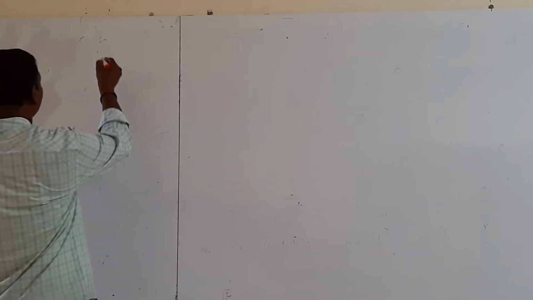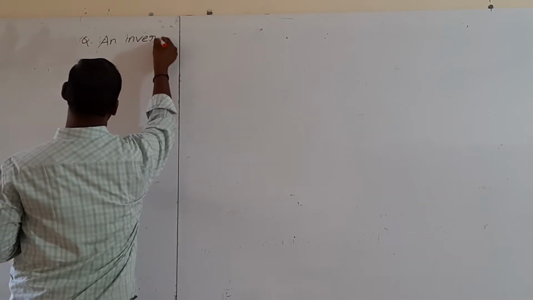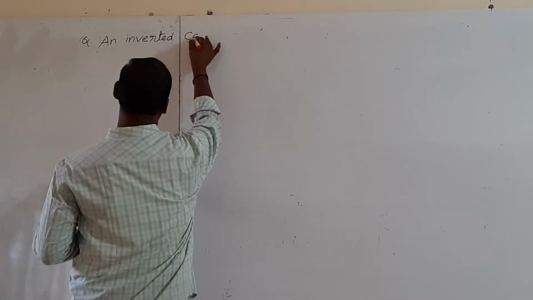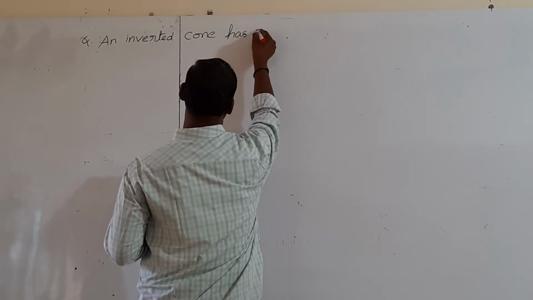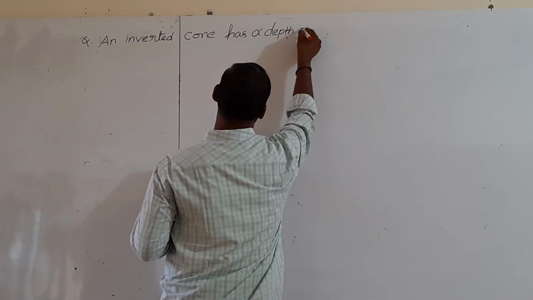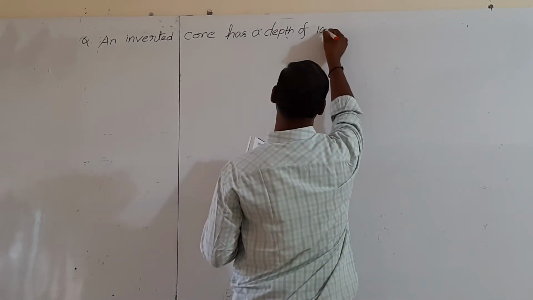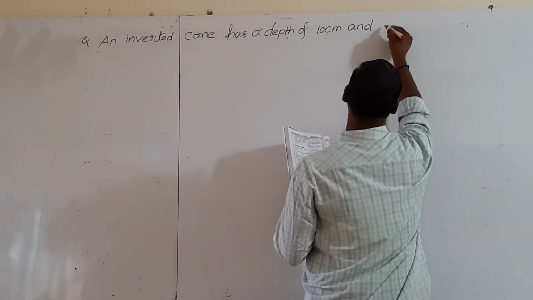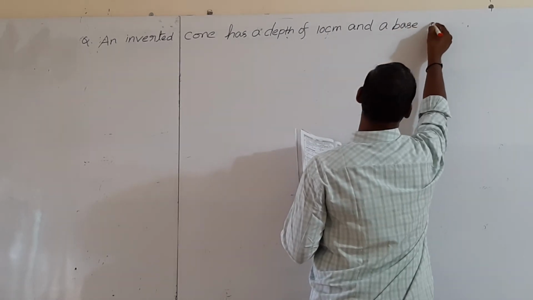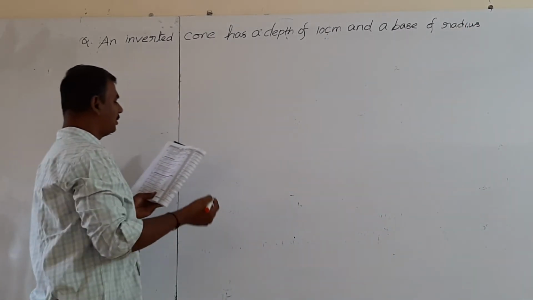See the next question. An inverted cone has a depth of 10 centimeters and a base of radius 5 centimeters.